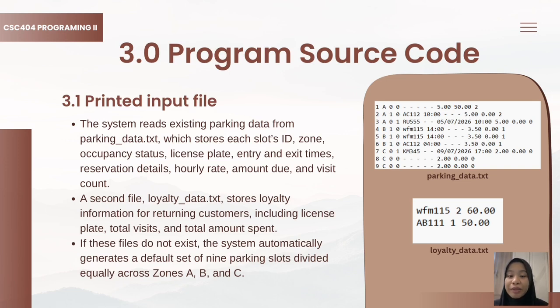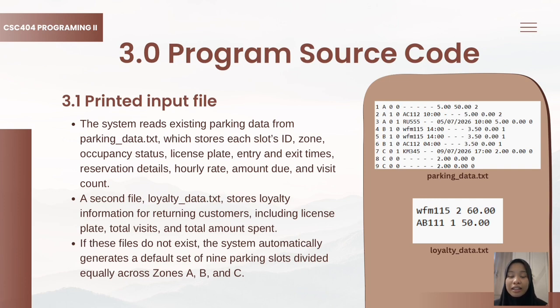Moving into the technical implementation, let's look at section 3, which covers our program source code. Starting with section 3.1, the printed input file. To make our system highly flexible, we designed it with a dedicated reading and parsing function that handles data input from an external file. The main benefit of this approach is that data changes dynamically based on user modifications. This means we don't have to manually rewrite or hardcode the data every time a change is made.